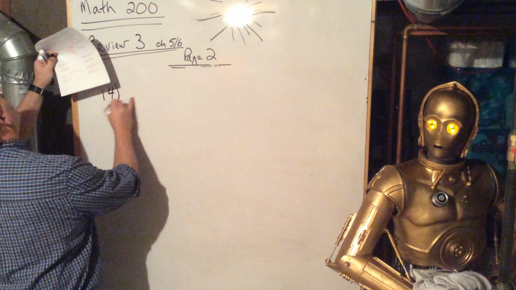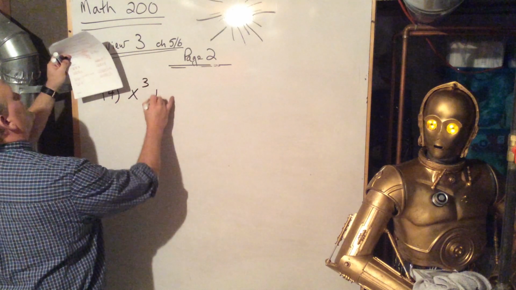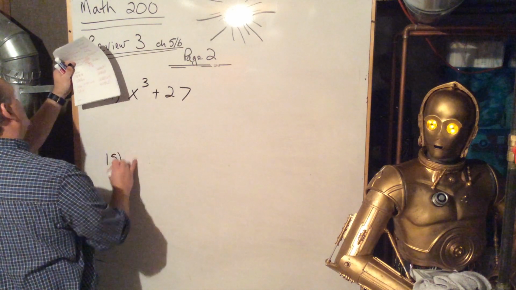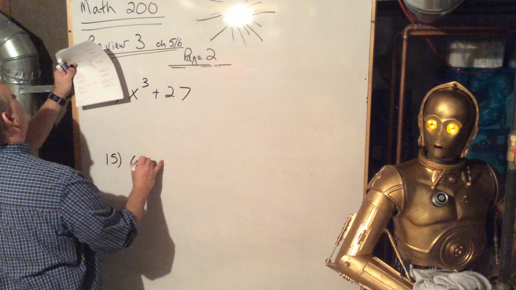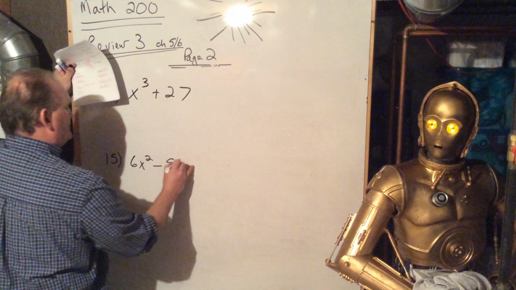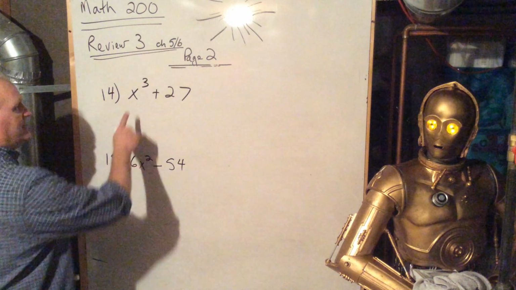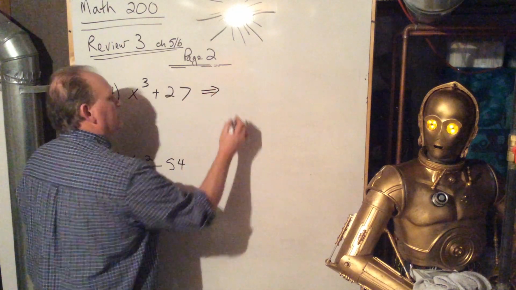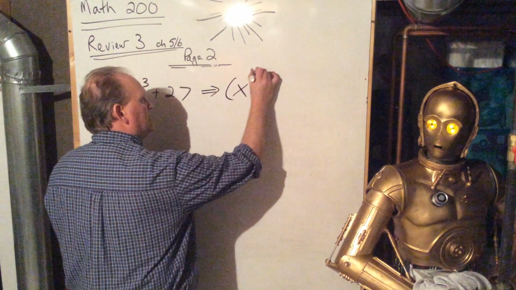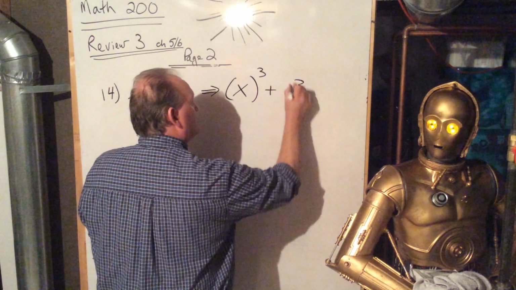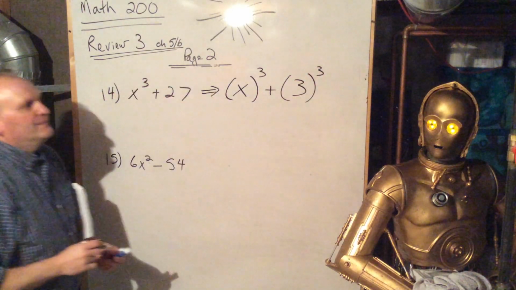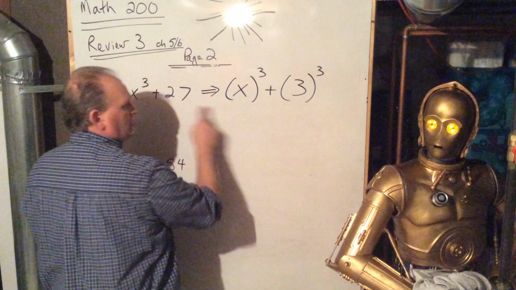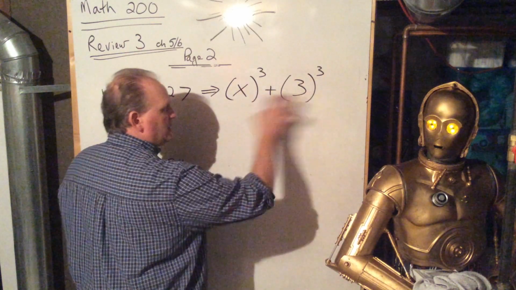So 14 is x cubed plus 27, and 15 is 6x squared minus 54. Okay, so first, this is a perfect cube plus a perfect cube. So when we think of that, rewrite it into perfect cube form. So x to the third, that was easy to rewrite, but 3 to the third is 27. 3 times 3 is 9 times 3 is 27. So you always want to write it like that.